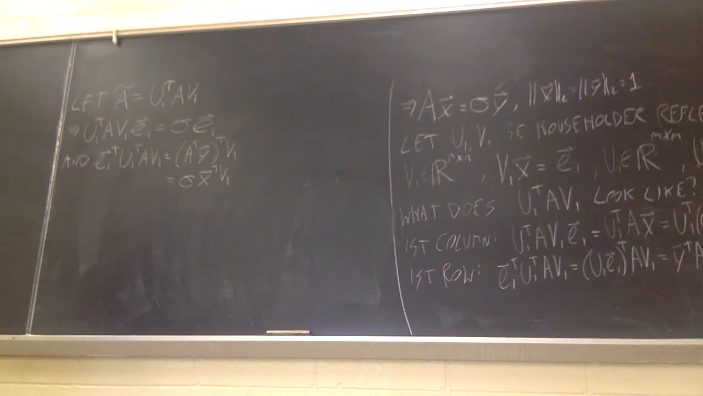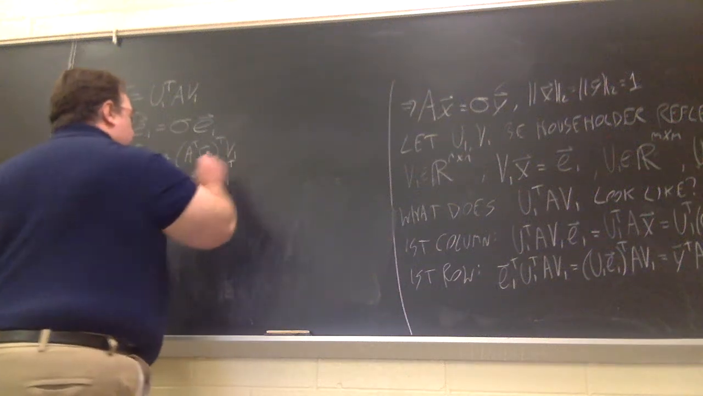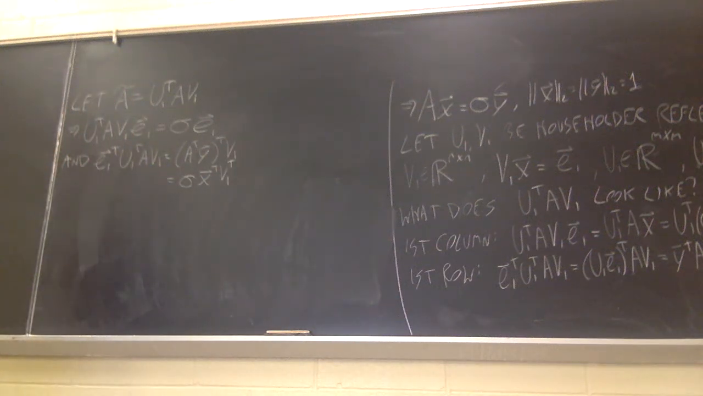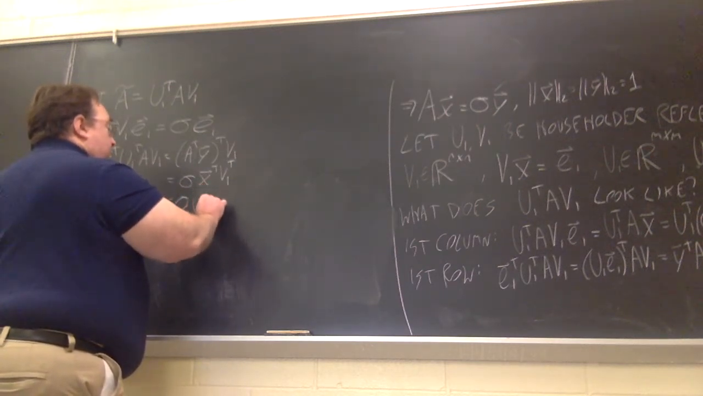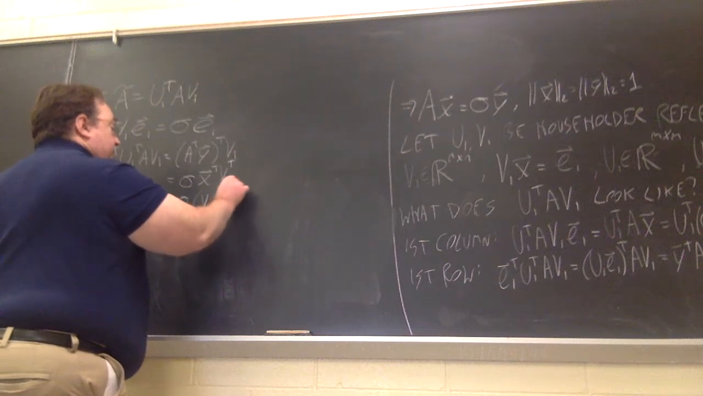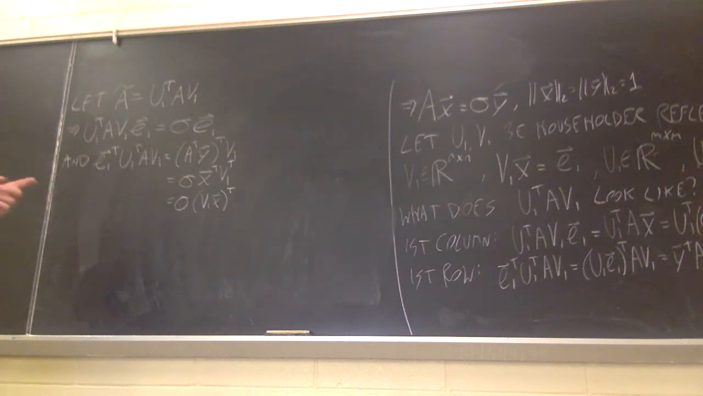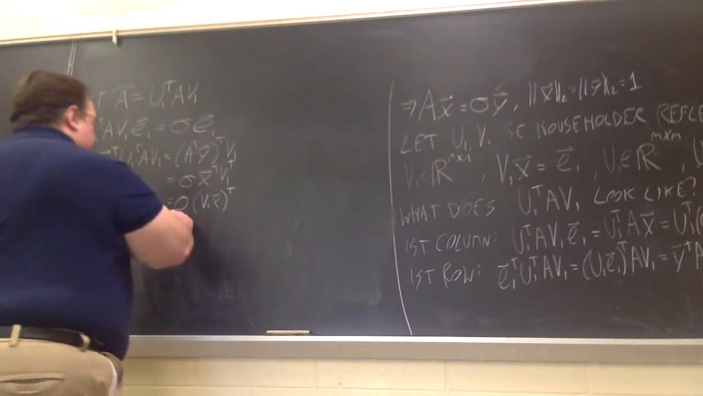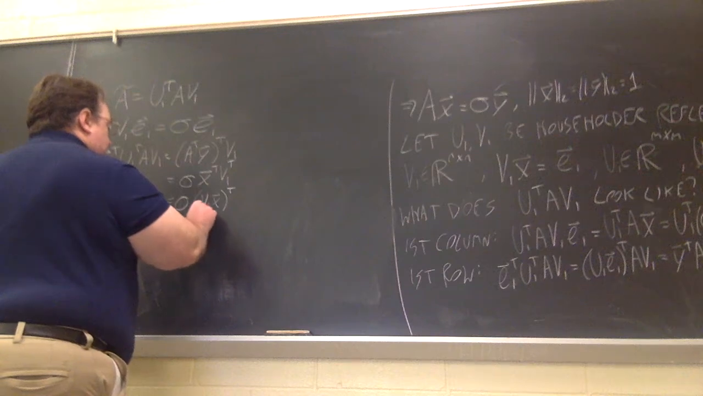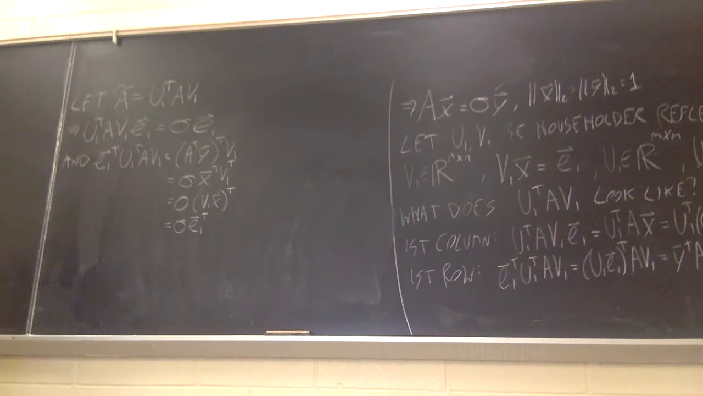Now, V1 is symmetric, being a Householder reflection. So I could just put a transpose there just for fun. Well, it's not just for fun because I actually need it. So it's sigma V1X transpose. But V1X, how it's defined, I have it right here, V1X is equal to E1. So now I have sigma E1 transpose.